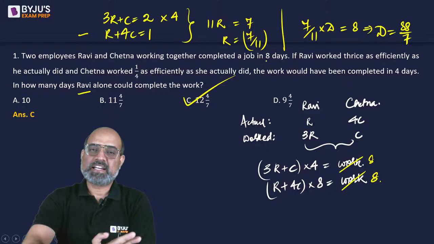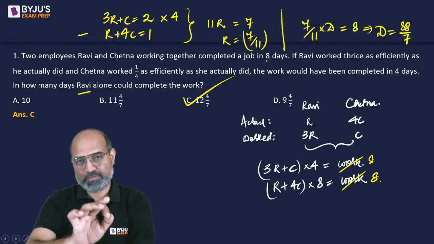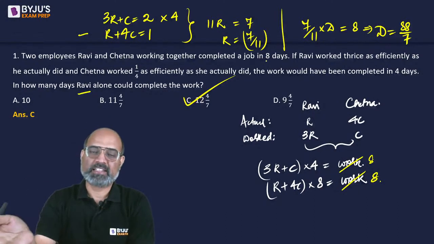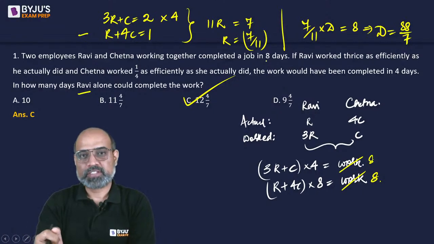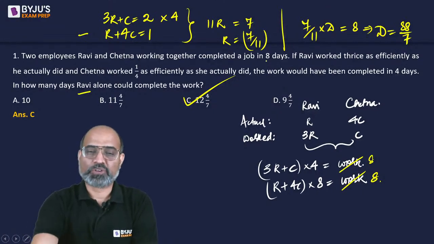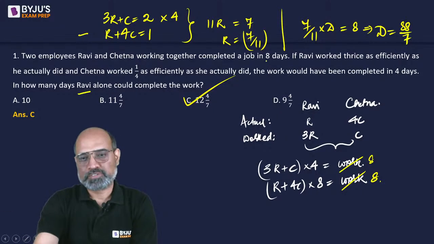So you can see that we've solved it exactly the way the language was given to us. There was no deviation, there was no trick involved. It was a very straightforward question.